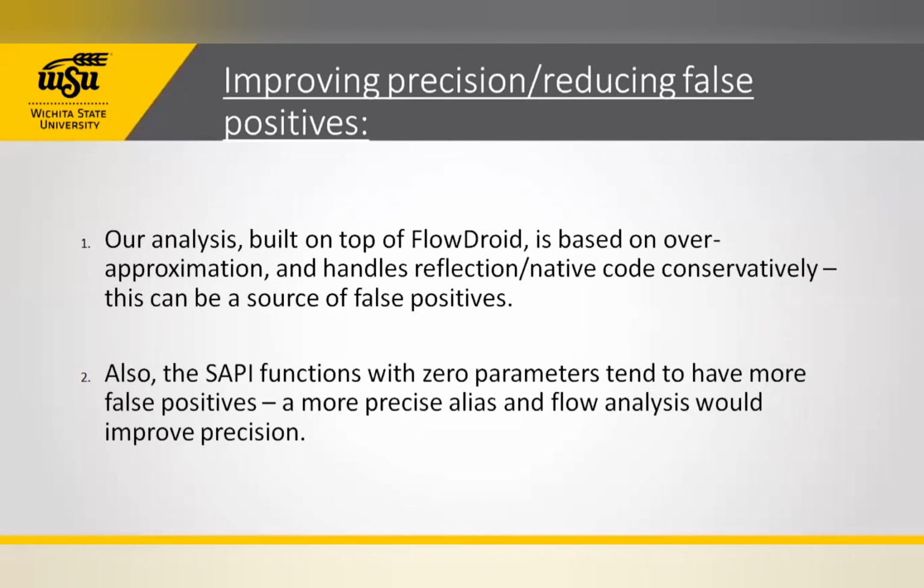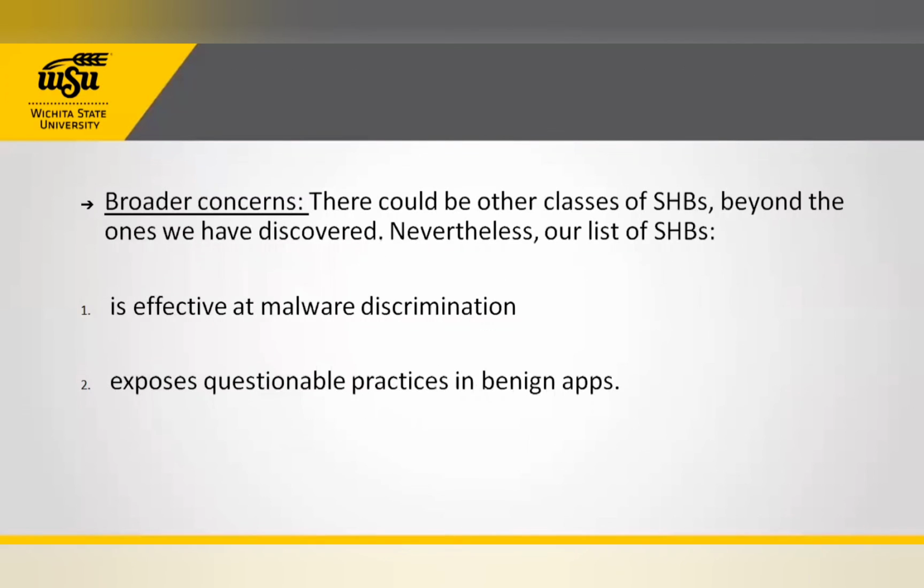Here comes improving precision, or reducing the false positives. Our analysis constructed on top of FlowDroid depends on overestimation and handles reflection and native code modularity. This can be the source of false positives. Likewise, SAPI functions with zero parameters tend to have more false positives, and more exact API labels and data flow analysis would further improve accuracy.